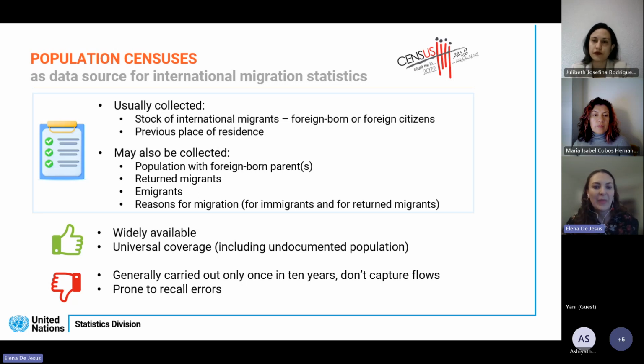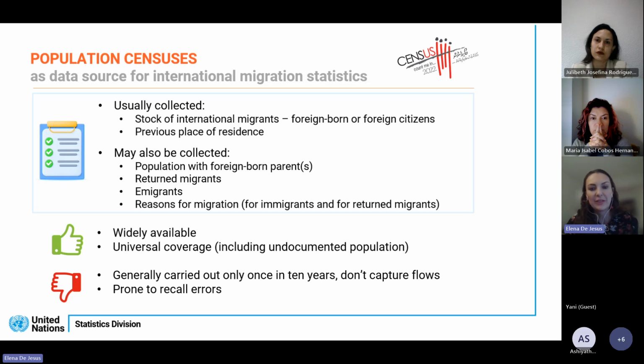The census collects comprehensive demographic information on each person, and it also allows cross-tabulations across the different characteristics that are collected in the data. The census allows countries flexibility of deciding which topics to include in the questionnaire. Generally, data on the place of birth, foreign citizenship, previous place of residence is collected, but other aspects can also be captured, including reasons for migration, place of birth of parents, etc.